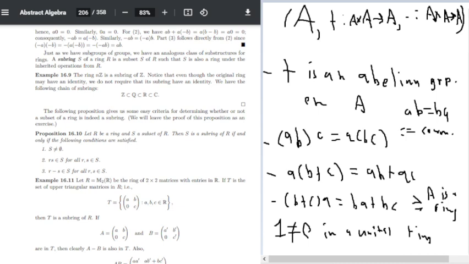under the canonical identifications. The following proposition gives us some easy criteria for determining whether or not a subset of a ring is indeed a subring. We will leave the proof of this proposition as an exercise.